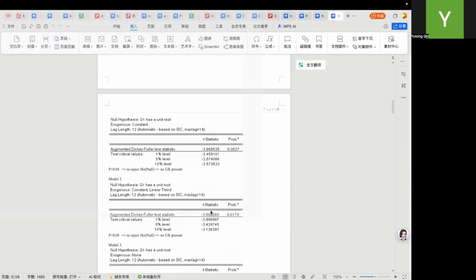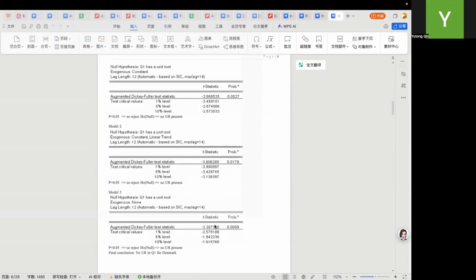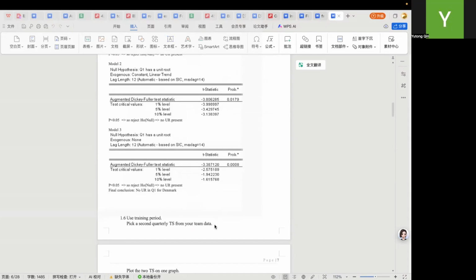We also performed the ADF test, and the result shows that the p-values are all below 0.05. Therefore, we reject the null hypothesis and conclude that the series is stationary.